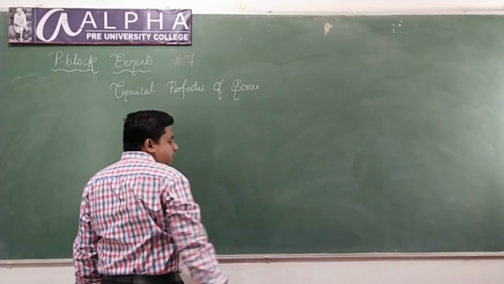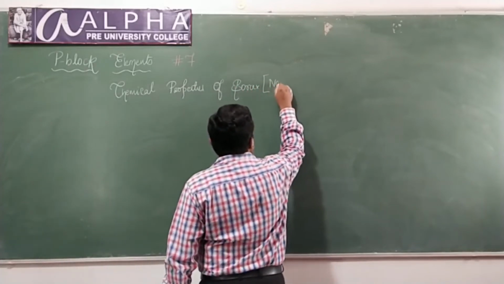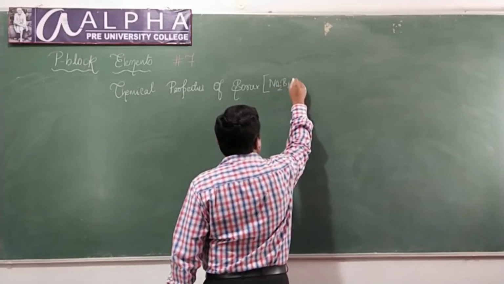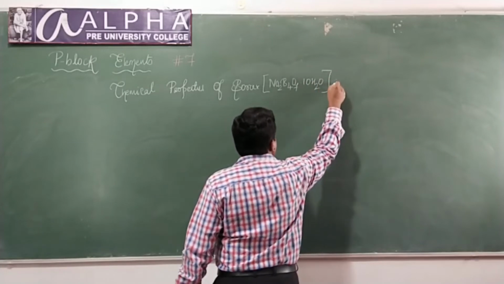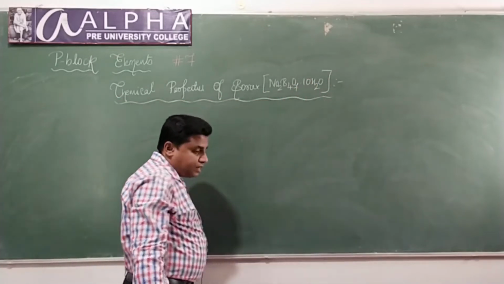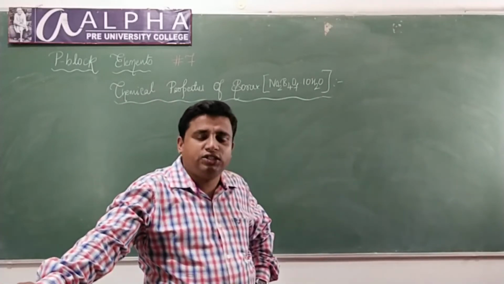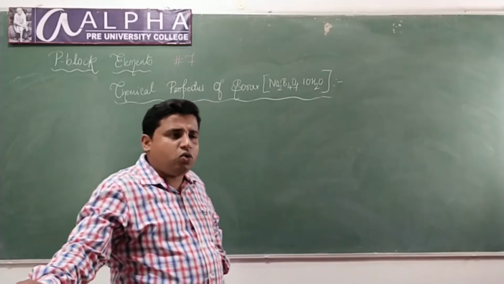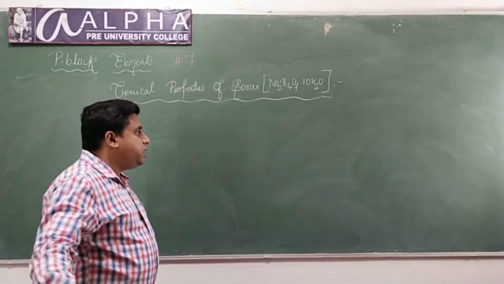What is the condensed formula of borax? It is Na2B4O7.10H2O. This is the condensed formula of borax, isn't it? Is that correct? Now, when you are talking about the chemical properties of borax, remember one word. What is it?